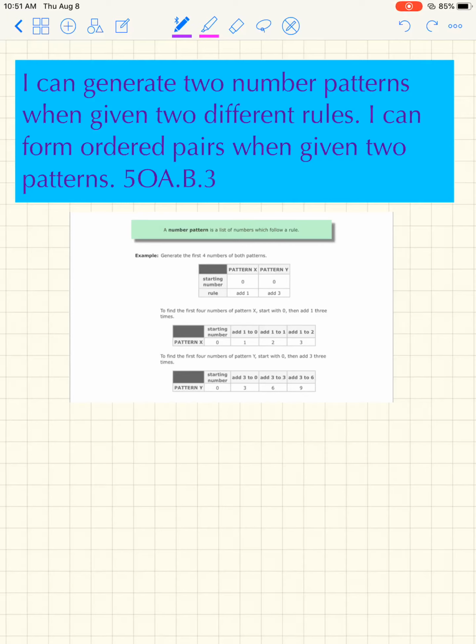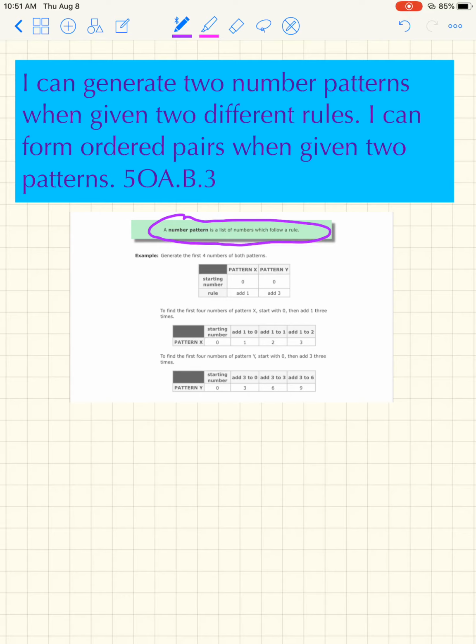This video is a review of generating two number patterns when given two different rules and forming ordered pairs when given two patterns. So this was an introduction to our coordinate planes unit. Just a reminder, a number pattern is a list of numbers which follow a rule. So if we start out, the example says generate the first four numbers of both patterns.